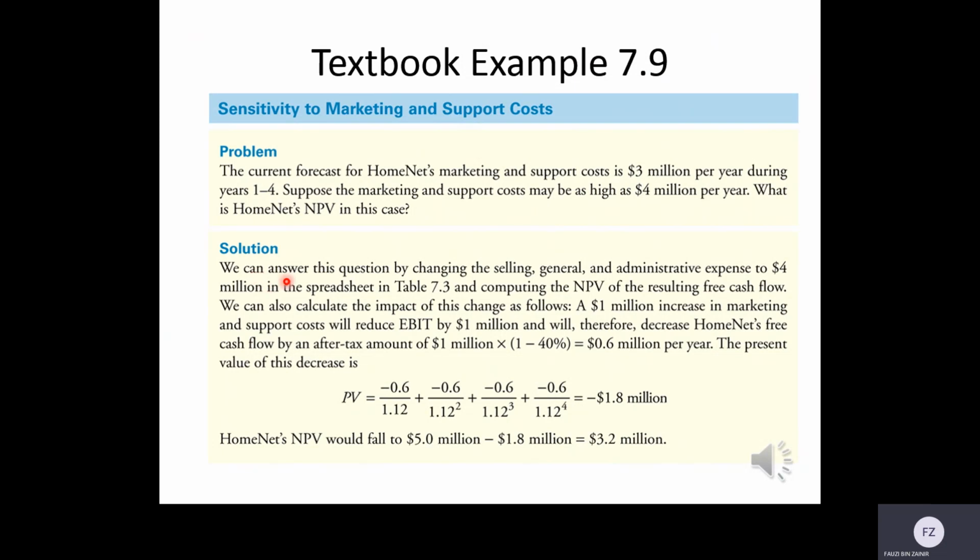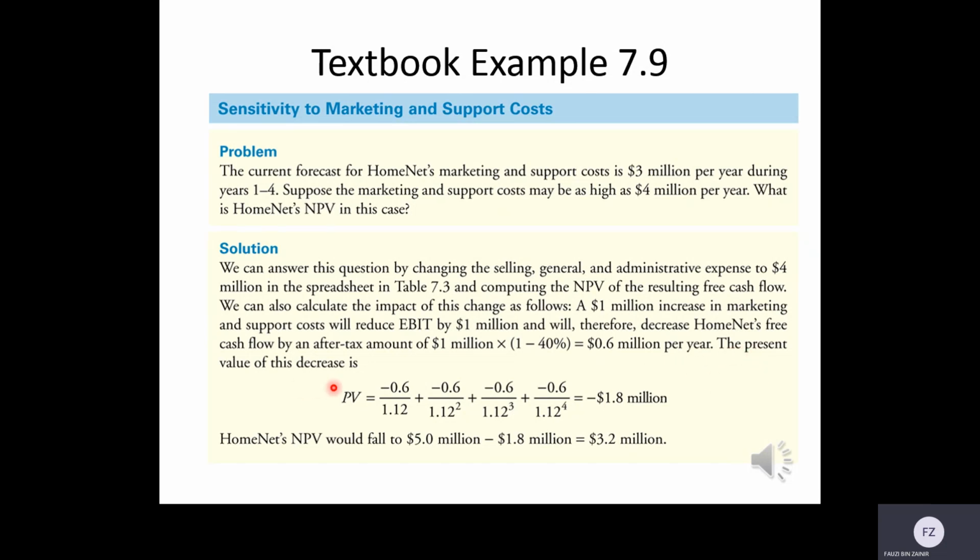For the solution, we can answer this question by changing the SG&A expenses to 4 million in the spreadsheet table and computing the NPV of the resulting free cash flow. We can also calculate the impact of this change as follows. A 1 million increase in marketing and support costs will reduce EBIT by 1 million and will therefore decrease HomeNet's free cash flow by an after-tax amount of 1 million times 1 minus 40%, which is the tax rate, equals 0.6 million per year.